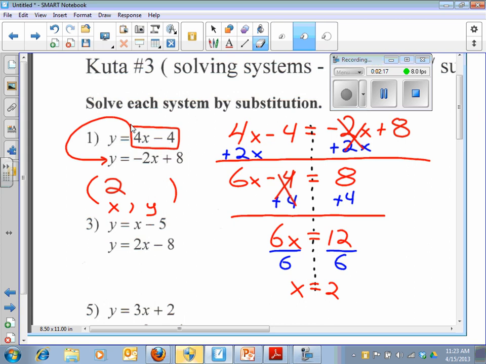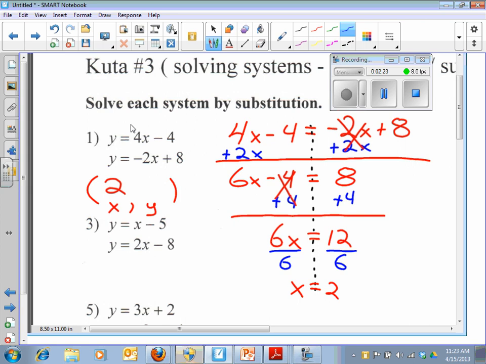So if x is 2, I could go back to my two original equations in slope-intercept form. And if I just replace the x with 2, and it doesn't matter which equation I decide to use, and solve for y, here I get 4 times 2 is 8. 8 minus 4 equals 4. And if I solve the second equation, I get negative 2 times 2, which is negative 4, and negative 4 plus 8 is a positive 4. So in both cases, my y-coordinate is a positive 4.